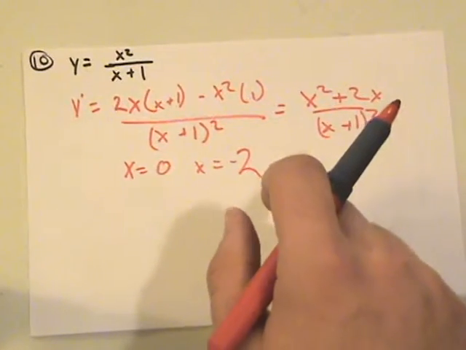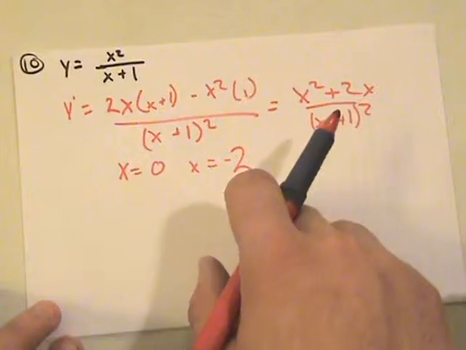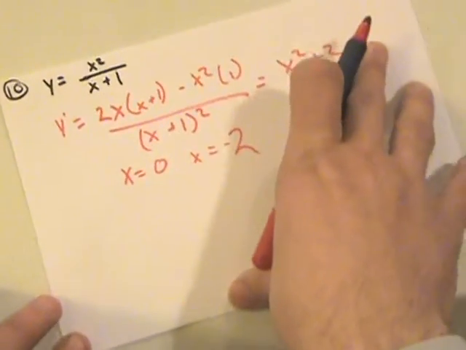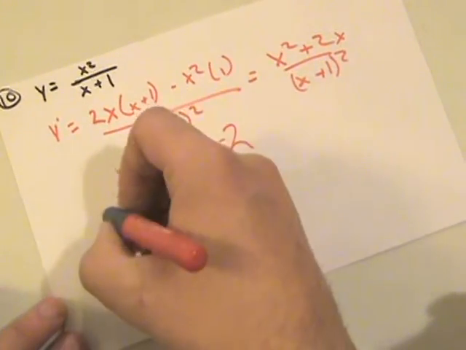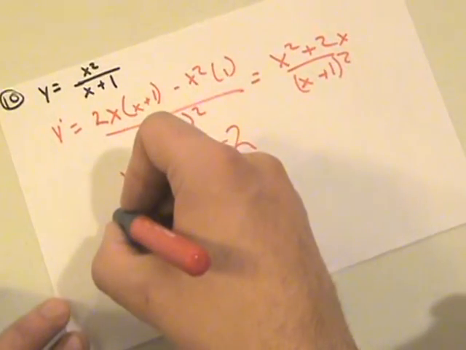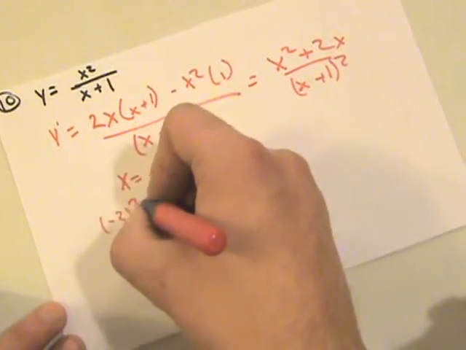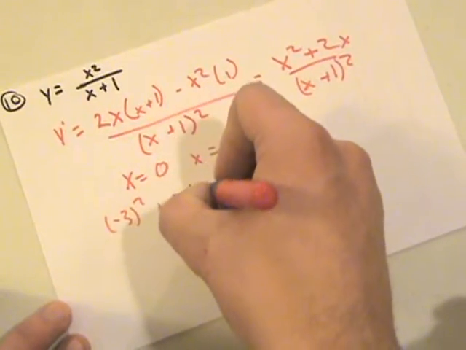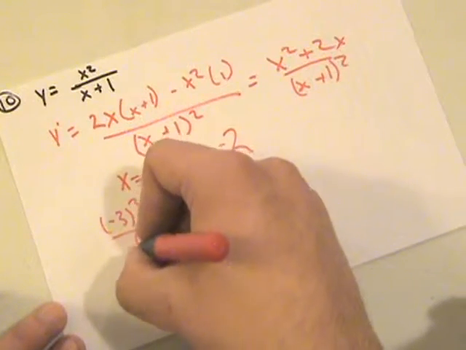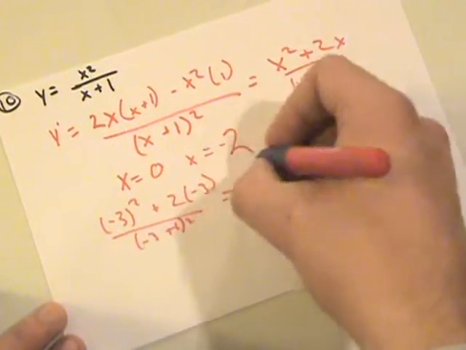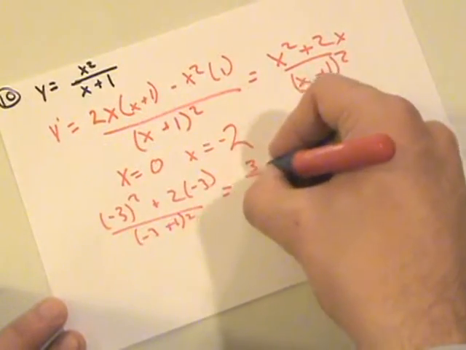Now we have 2 critical points, but we can still determine where it's decreasing and increasing. We just have to be wary of what we're plugging in. So we're going to plug in -3 because that's the far left value. And this is equal to 3/4.